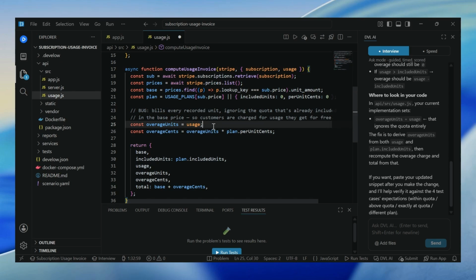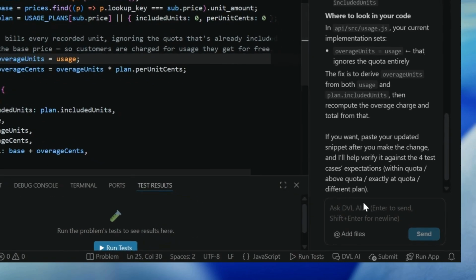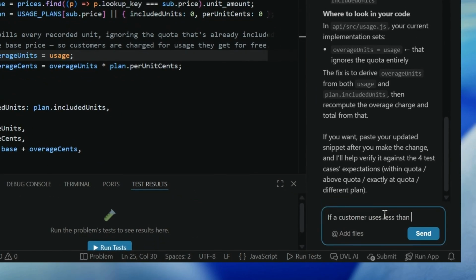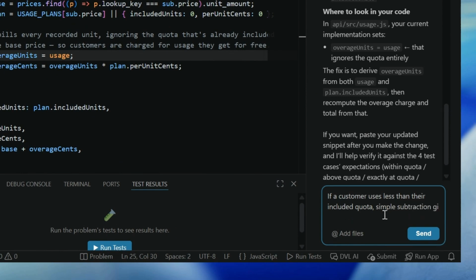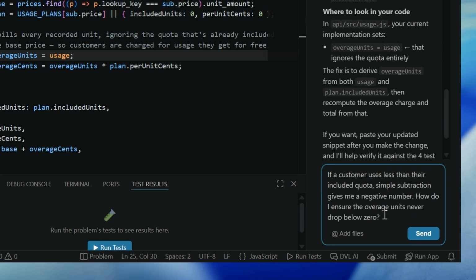The second test is failing because of customers who use less than their quota. Think about it. If a customer uses 500 units and their plan includes 1,000, simple subtraction, 500 minus 1,000, gives us negative 500. If we multiply negative 500 by our price, we will accidentally deduct money from their base plan. We definitely don't want that. Let's ask Develow AI our second question. If a customer uses less than their included quota, simple subtraction gives me a negative number. How do I ensure the overage units never drop below zero?